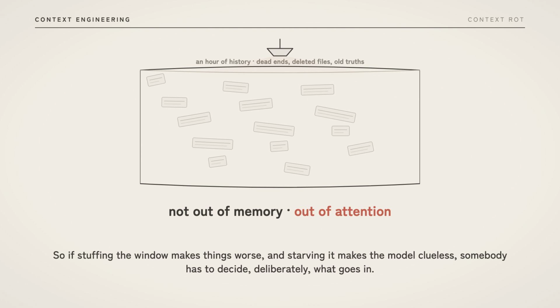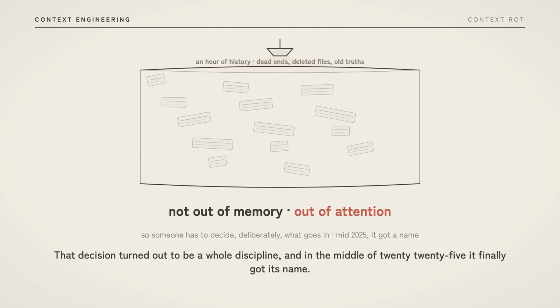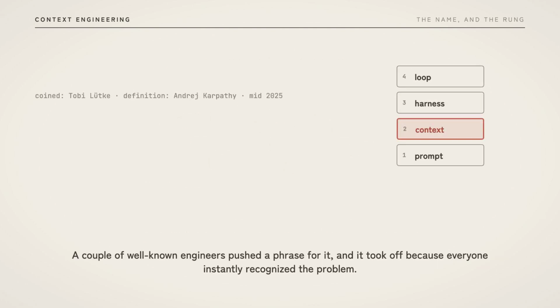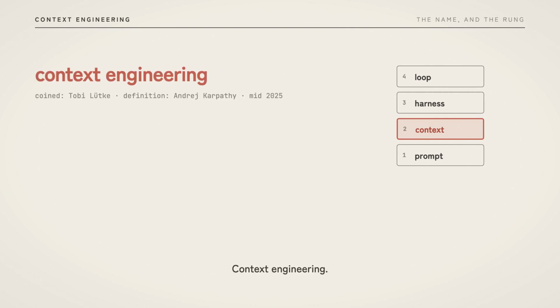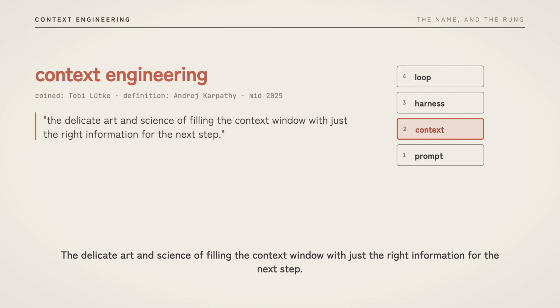So if stuffing the window makes things worse and starving it makes the model clueless, somebody has to decide deliberately what goes in. That decision turned out to be a whole discipline, and in the middle of 2025, it finally got its name. A couple of well-known engineers pushed a phrase for it, and it took off because everyone instantly recognized the problem. Context engineering. One definition stuck, and I think it's the best one. The delicate art and science of filling the context window with just the right information for the next step.